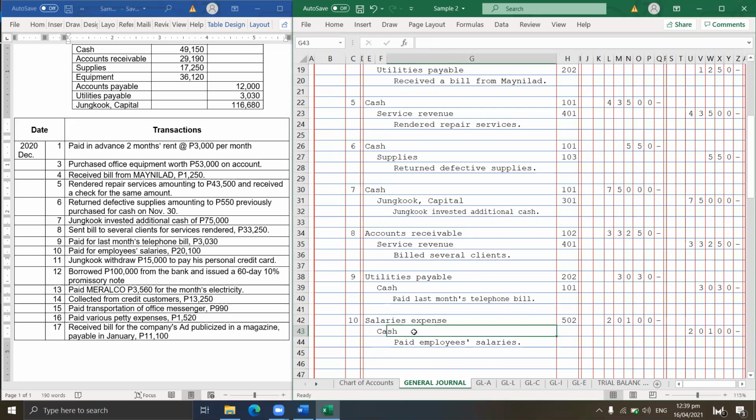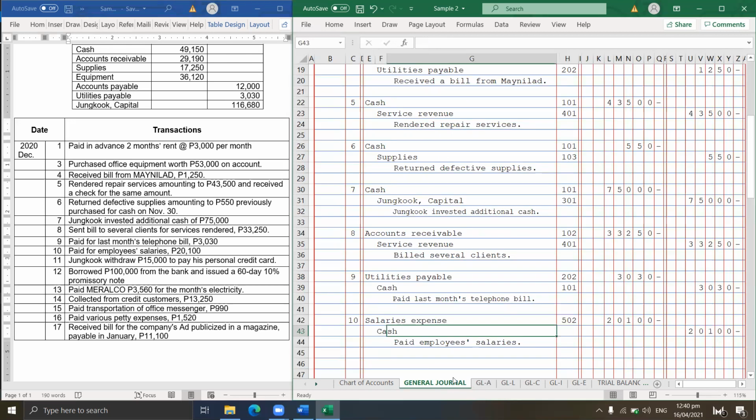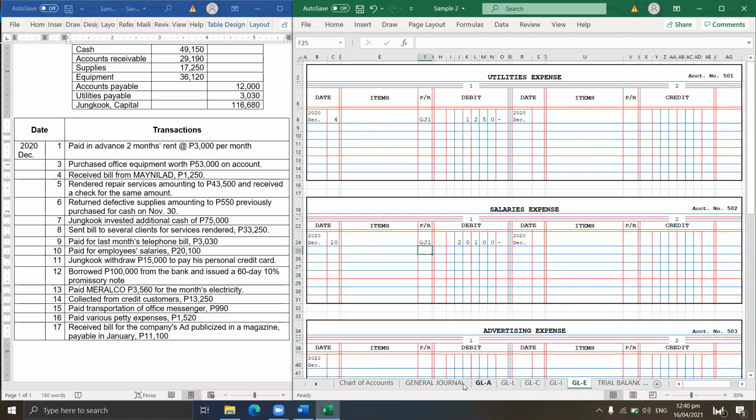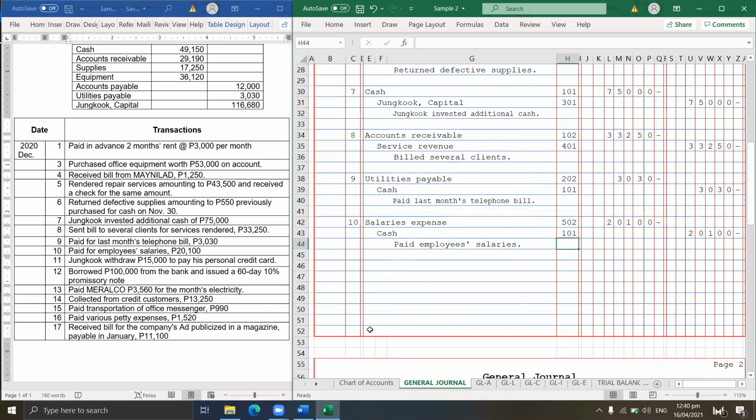Next, credit to cash, 20,100. So go to cash. Okay, so December 10, GJ1 ulit for the payment of 20,100. Okay, so balik sa journal for our posting reference 101. Okay, so we are done with our December 10 transaction for the payment of the employee salary. Again, pag may questions, please let me know. So we are now going to proceed with our next transaction.